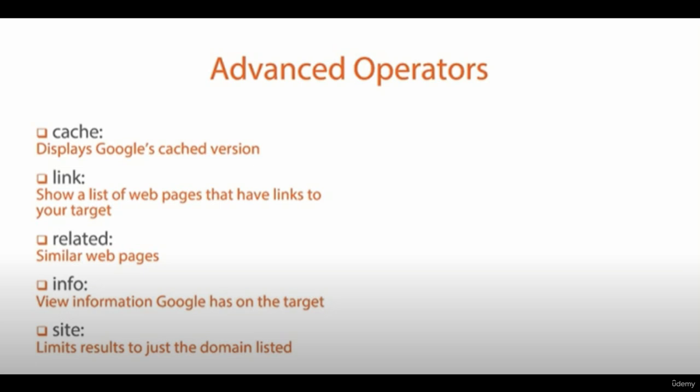What is SEO? Search engine optimization. Now have a look at advanced operators. Cache displays Google's cached version. Link shows a list of web pages that have links to your target. Related shows similar web pages. Info views information Google has on the target site. Site limits results to just the domain listed.